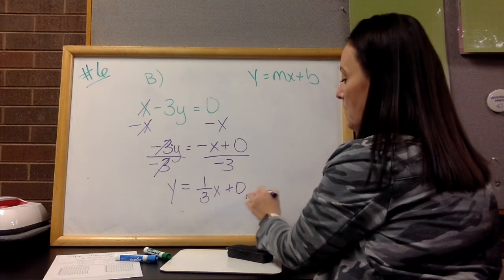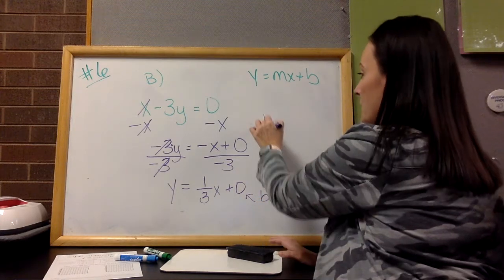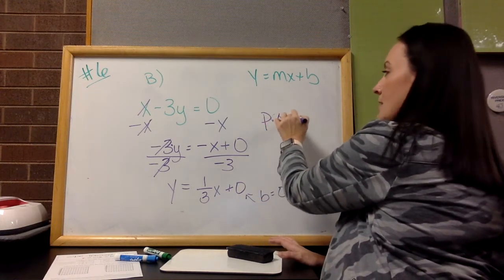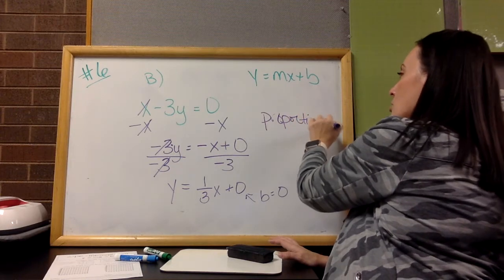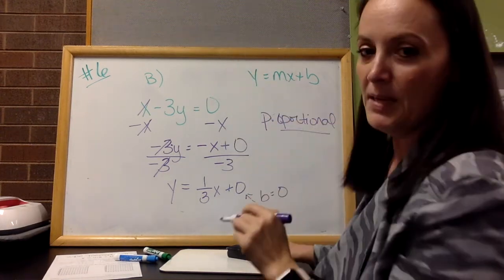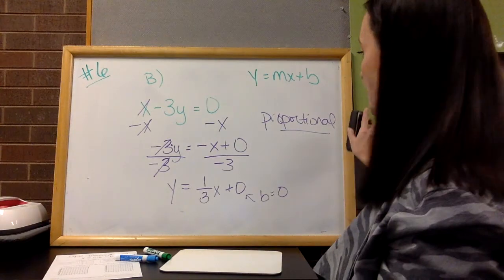Well, since this b equals 0, this is proportional. So that is not my answer. You should not have selected B. B is not the solution.